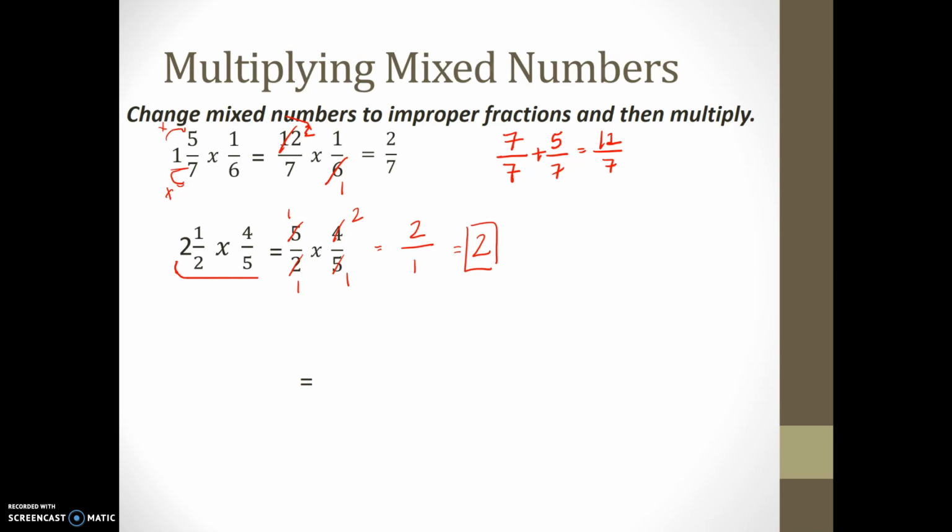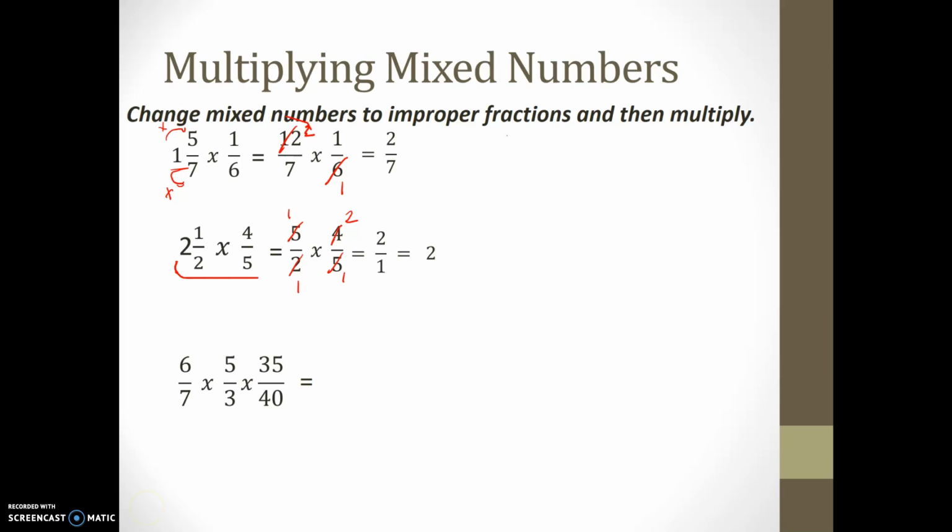Okay, let's do the third one. All right, so now we've got 3 fractions here, and this is not any harder than multiplying with just 2 fractions, and the same things apply. So this is pretty cool because we can cross cancel any numerator and any denominator in the problem. They don't need to be right next to each other.